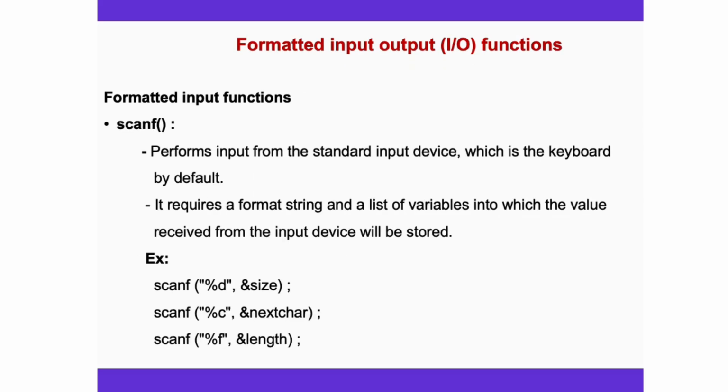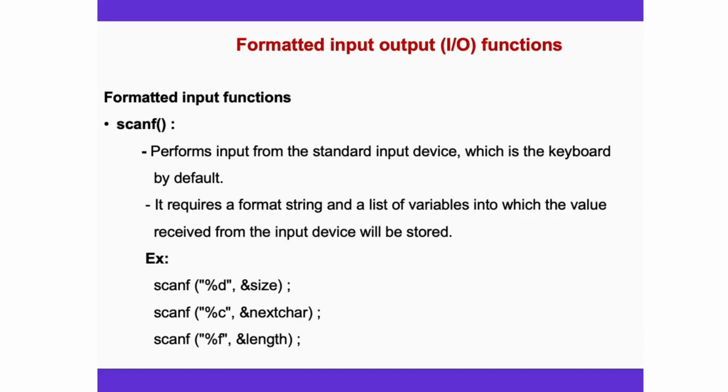Next, formatted input functions. Here we can use the scanf function. It performs input from the standard input device, which is the keyboard by default. It requires a format string and a list of variables into which the values received from the input device will be stored. Example: scanf("%d %c %f", &size, &nextchar, &length). Here %d, %c, %f are control strings, in some cases known as format specifiers.